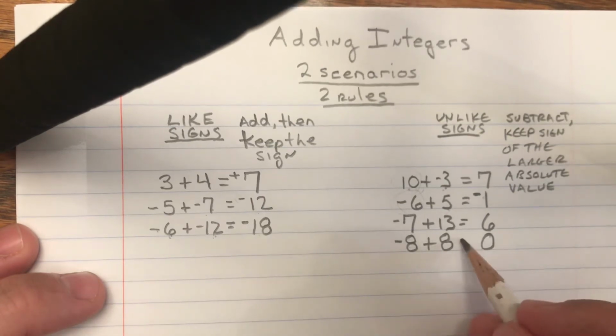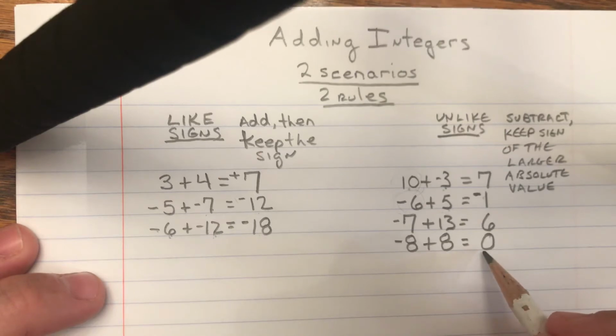Okay, and this is a little bit of a silly instance because I can't put -0. There's no such thing as -0. 0 doesn't have a sign. It's neither positive or negative, so I just leave it as 0.